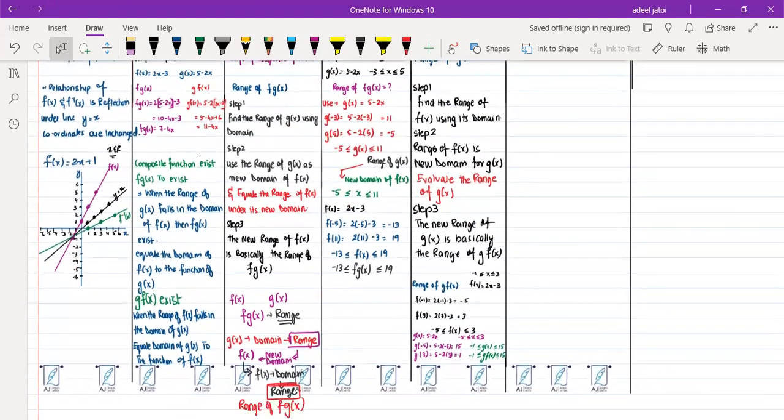And obviously, if you really want to find the domain, the domain of f(g(x)) will be the range of what? g(x). Similarly, the domain of g(f(x)) will be the range of what? It will be the range of f(x).